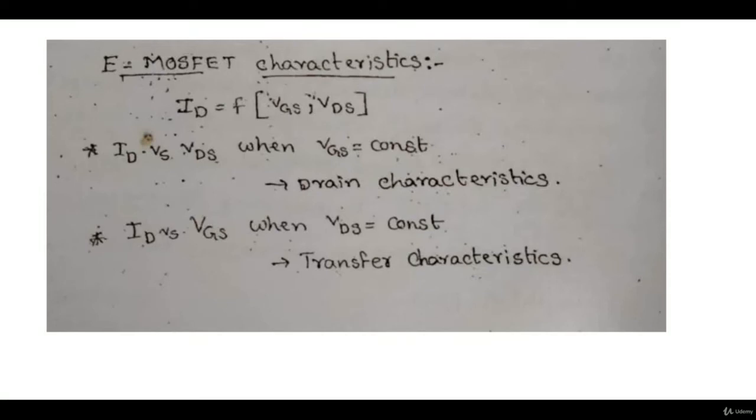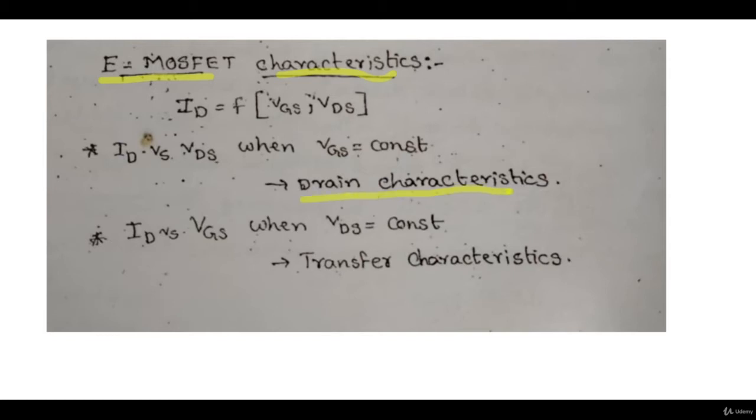Okay, so let's look at the characteristics of enhancement type MOSFET first, then we will look at depletion type, and at the same time I'll try to give a clear picture of how it is working, along with the characteristics. Just like we had two characteristics in BJT, bipolar junction transistor, that were transfer characteristics and output characteristics, here we also have two characteristics.